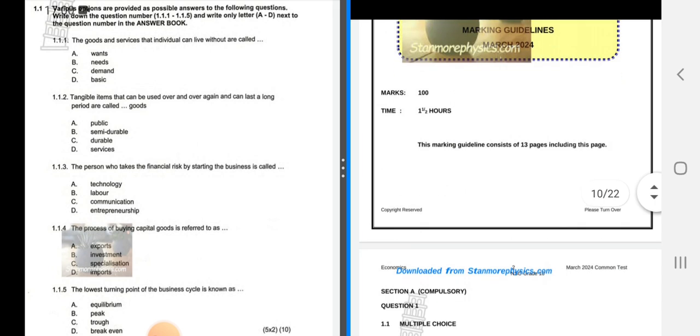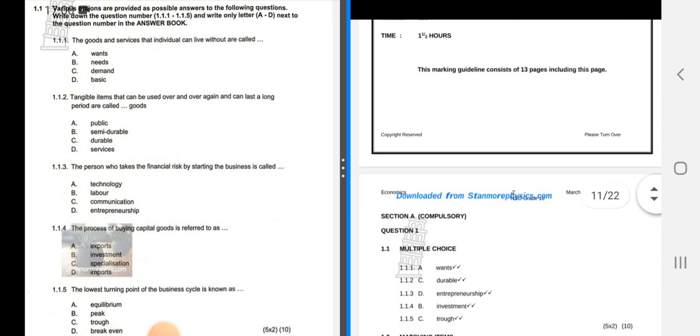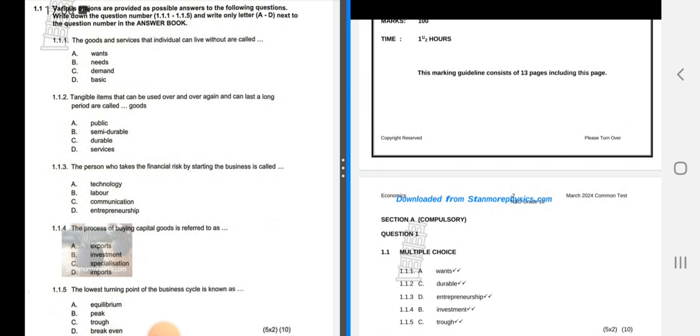Now let's look at our answers. The multiple choice question. The goods and services that an individual can live without are called wants, and those that the individual cannot live without are called needs. So 1.1.1 matches with A.